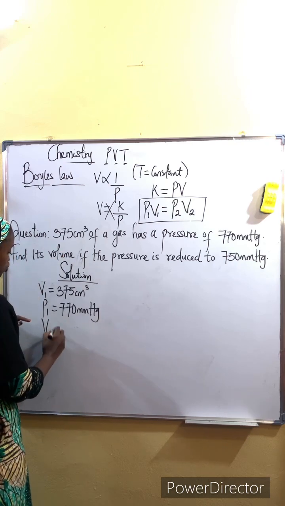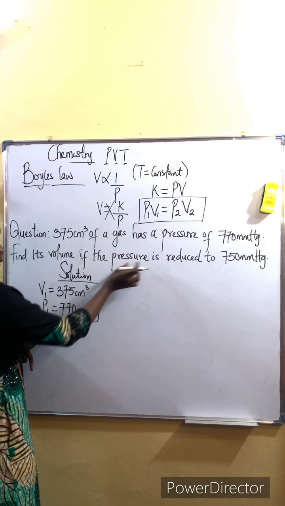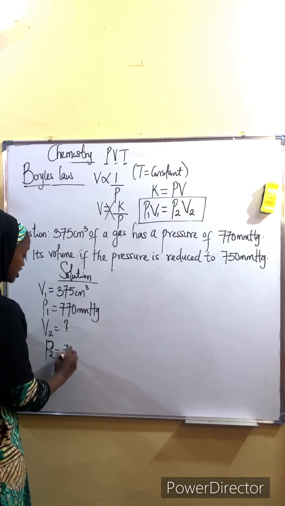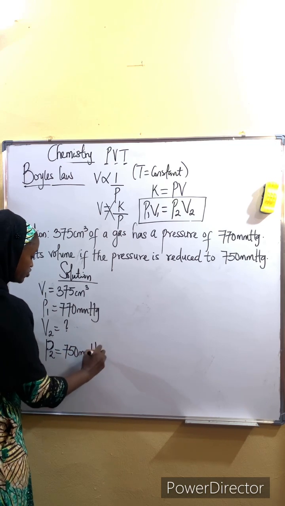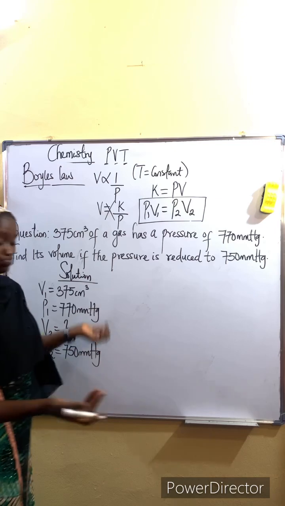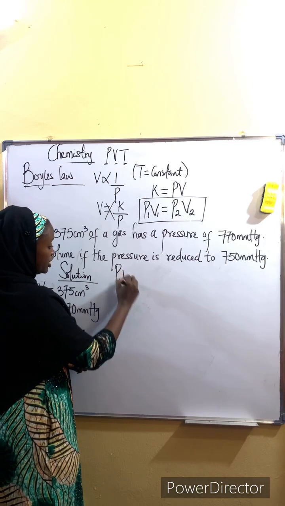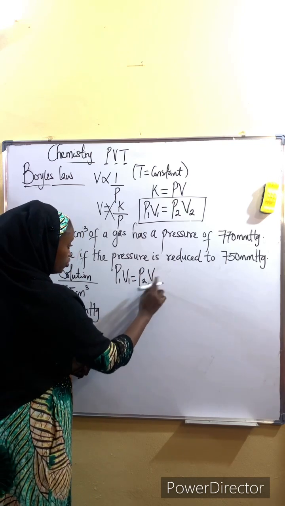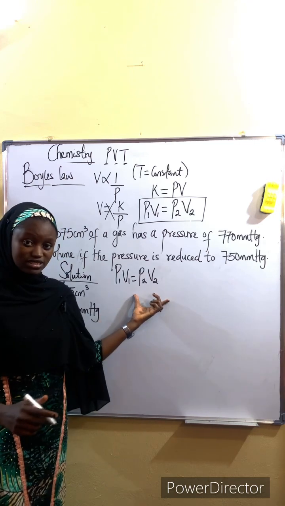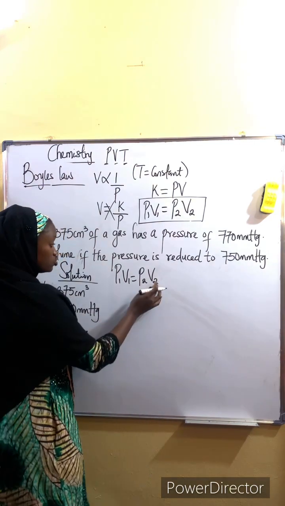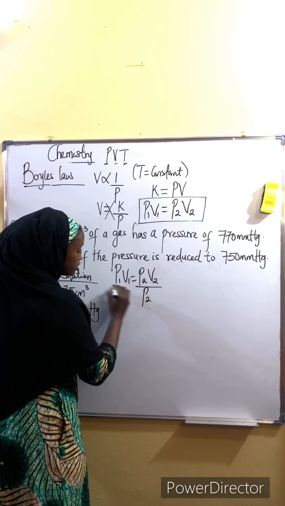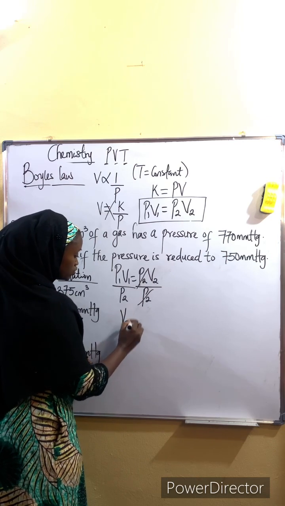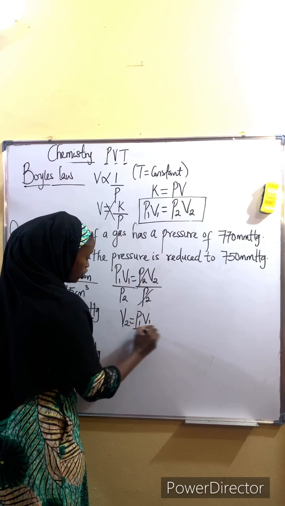Find its volume, so we have to find V2. V2 is the unknown in this question. If the pressure is reduced to, that is P2 is equal to 750 millimeter mercury. Now let's write the relationship for Boyle's law, which is P1V1 is equal to P2V2. All we need to do is make V2 the subject of formula since it's the unknown here. To do that, we divide both sides by P2. So P2 cancels P2, and we are left with V2 is equal to P1V1 all over P2.